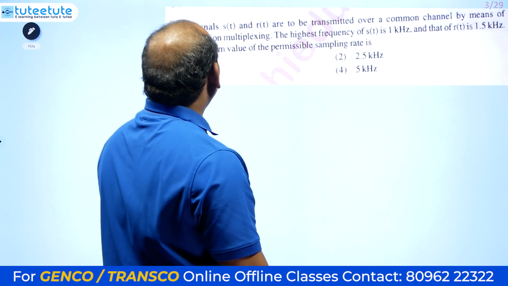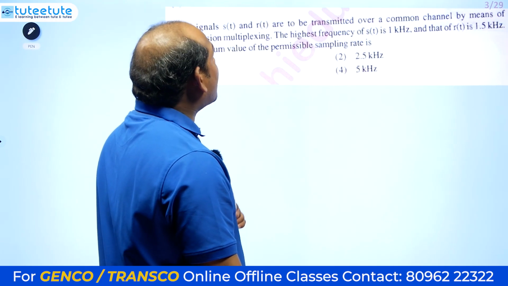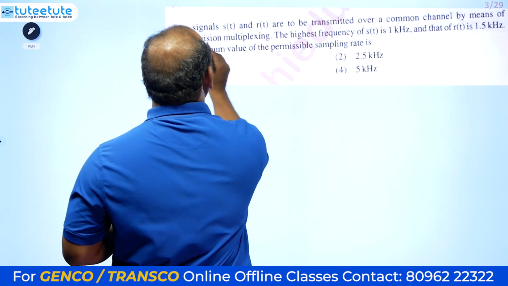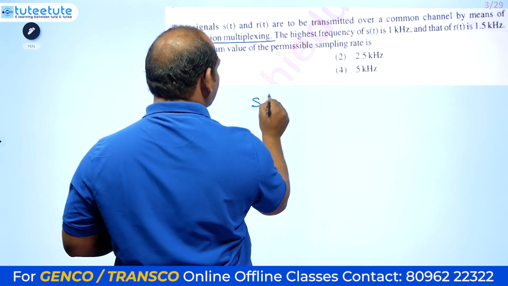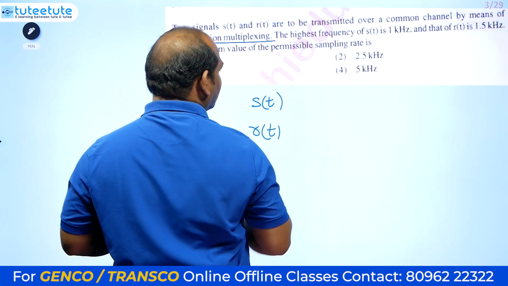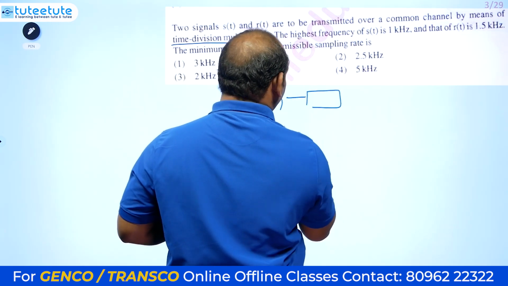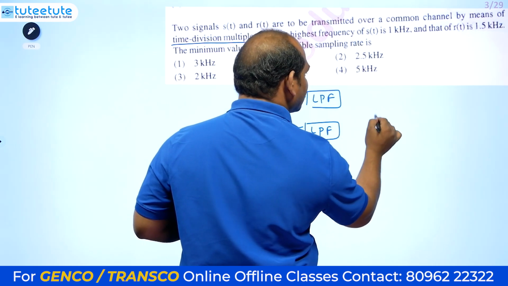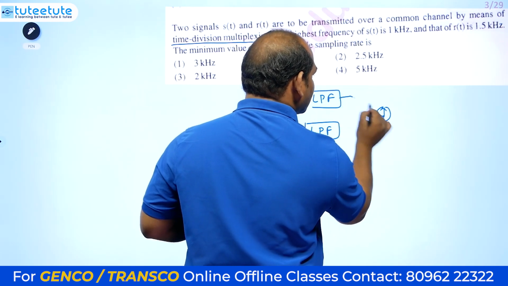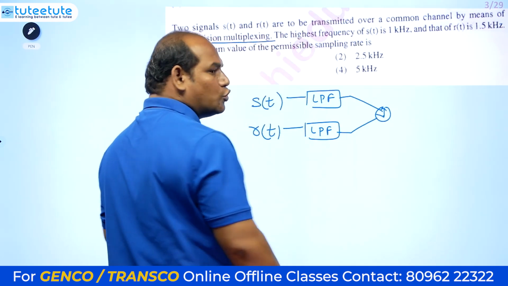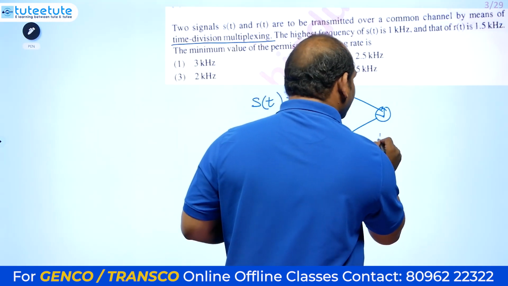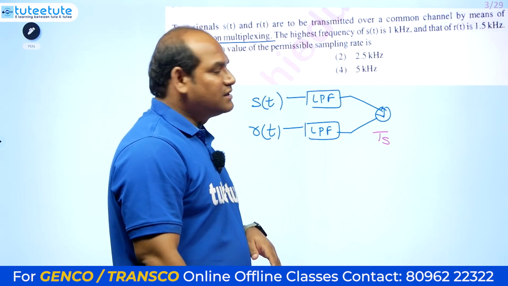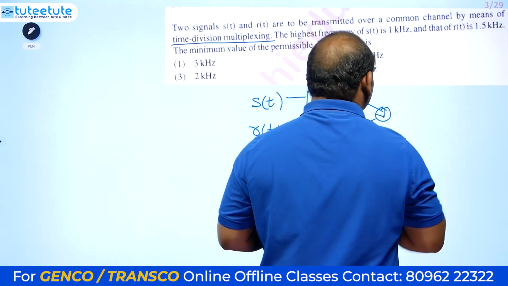Next. Two signals S of t and R of t are to be transmitted over a common channel by means of time division multiplexing. So according to time division multiplexing, we need to send these two first through low pass filters. Next there will be one commutator. This is connected to this one, and this is also connected to this one. To complete one rotation, this commutator will take TS seconds, which can be considered as the frame time or sampling interval.